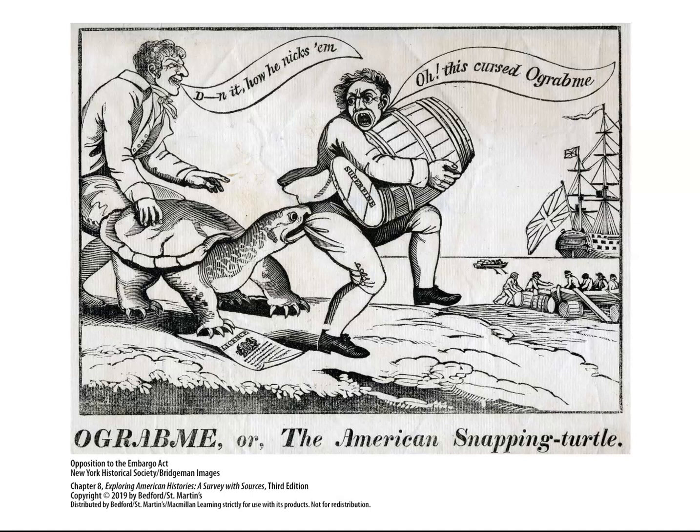Here's a political cartoon, though, talking negatively about the Embargo Act. You'll notice at the bottom, it's "embargo" spelled backwards, or the American snapping turtle. So here we have a snapping turtle, and it says, "Darn it, how he nicks them. Oh, this cursed," and it's embargo again spelled backwards. It's showing the American government trying to stop merchants and farmers from making any money because they no longer can trade with anyone.